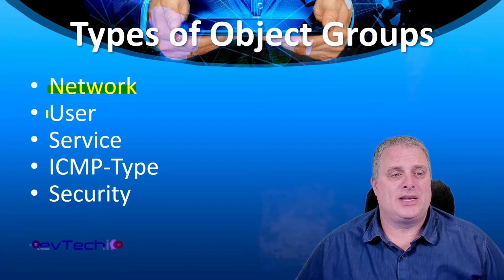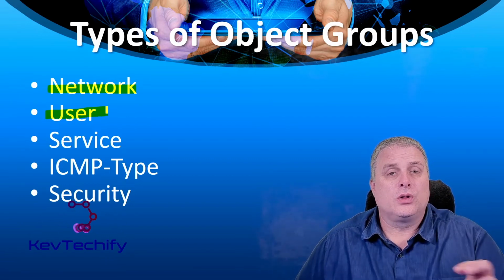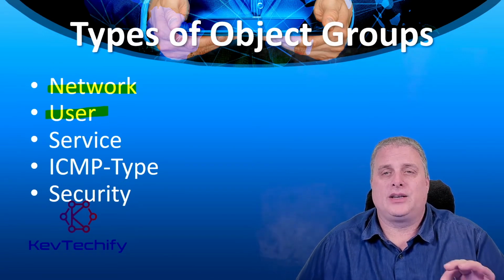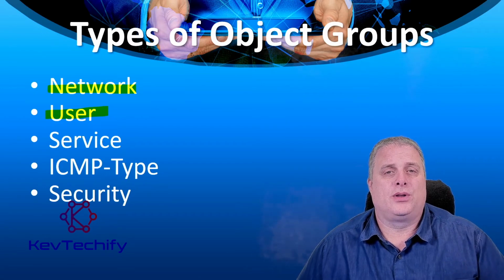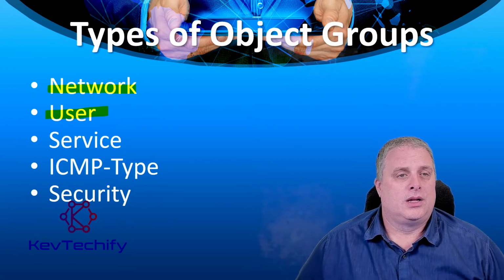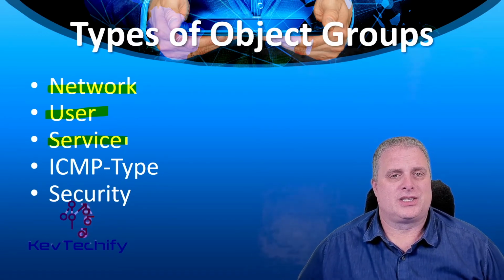The second type is user. Locally created as well as imported from Active Directory, user groups can be defined for use in features that support the identity firewall.